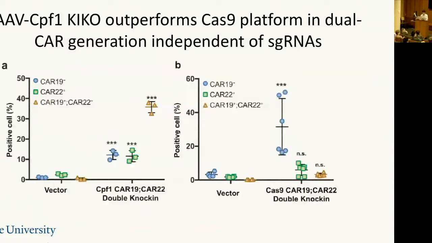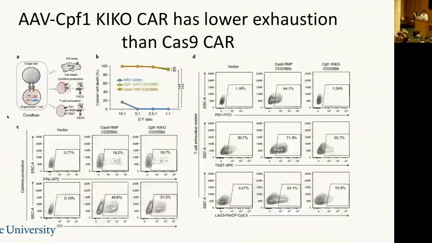And we tried the other guide RNAs as well, and we confirmed this is independent of the guide RNA, suggesting this is a platform-specific effect. And later on, using flow and other assays to characterize these cells, we found that the KIKO CAR have lower exhaustion compared to Cas9 CAR.